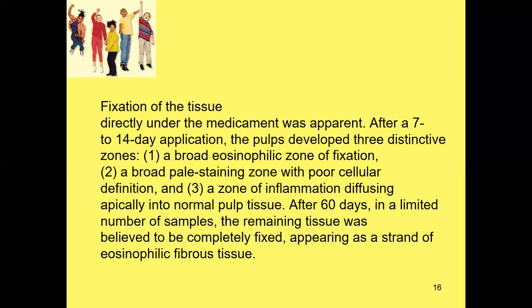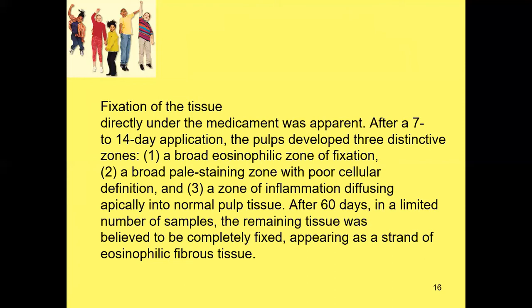So the effect directly under the medication was apparent, and after 7 to 14 days of application, the pulp develops three distinctive zones. Again, in your answer, these three zones are very important. First, on the topmost is a broad eosinophilic zone of fixation, then a broad pale staining zone of poor cellular definition, and the third one is a zone of inflammation diffusing apically into the normal pulpal tissue. So these are the three distinct zones you can see 7 to 15 days after the application of the Formocresol.